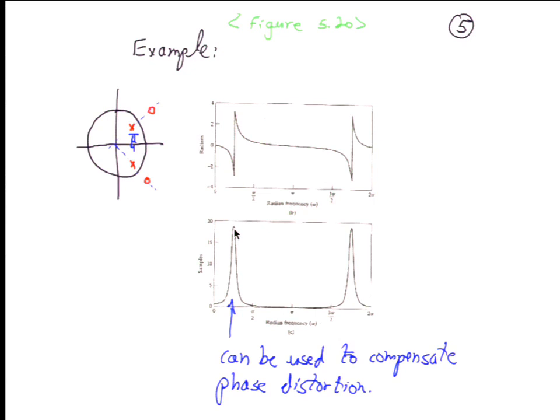Now, why would you want to do this? You want to do this maybe because you have a system that has a certain phase response, and you want to be able to compensate, put things back together. So here's a thing that they do in optics, for example. You put a really narrow pulse through an optical fiber.